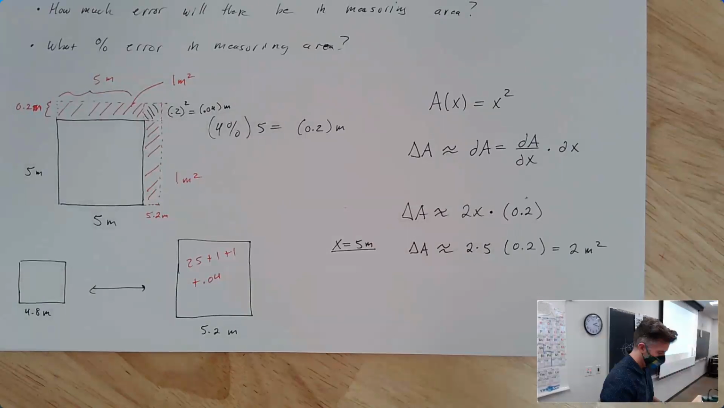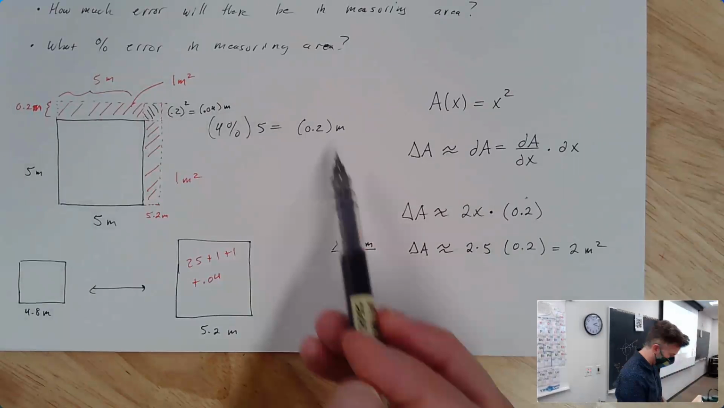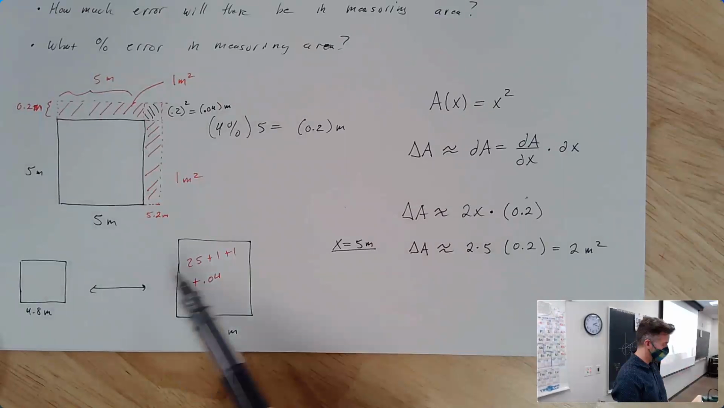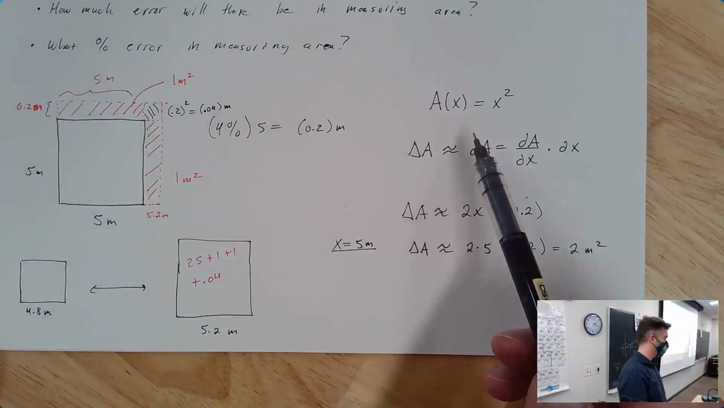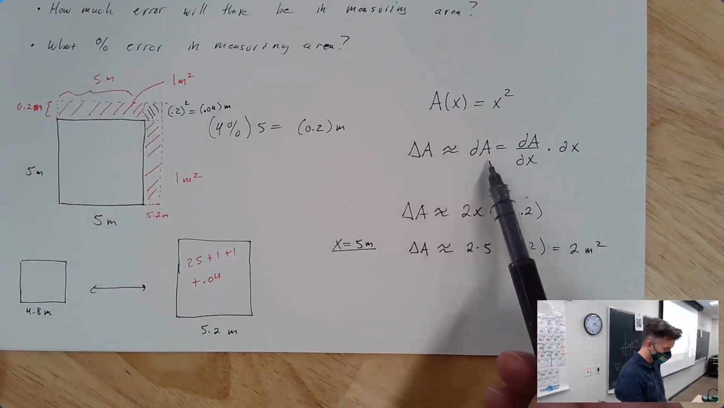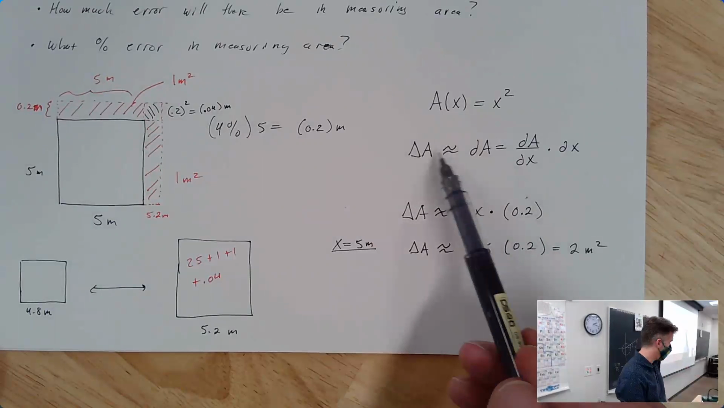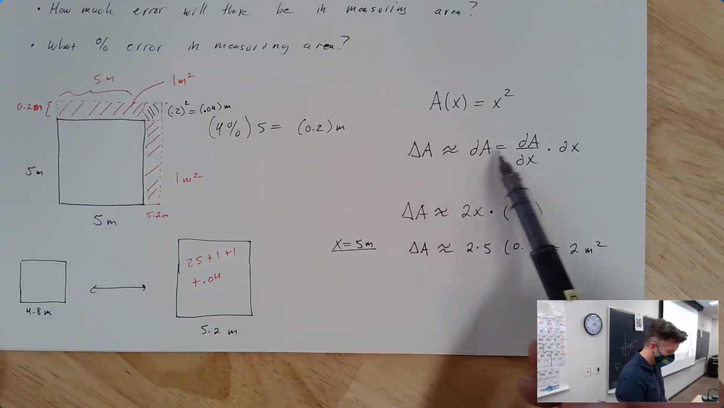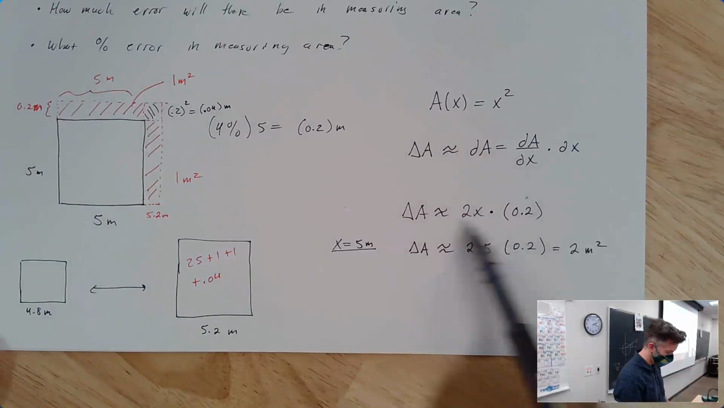Now, the way I wouldn't actually draw this if I was doing this problem, right? I would do this work. I say, okay, well, the area is x squared. The differential is an approximation of how much we're off by, and that's going to be dA, which is the derivative times dx, and then we're just plugging values in here.